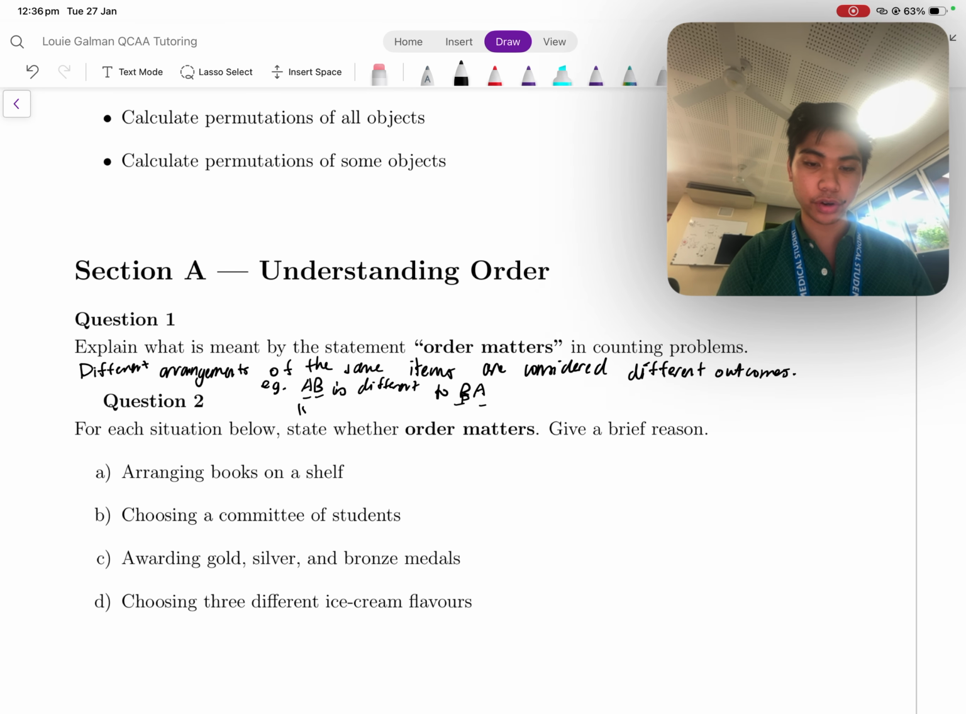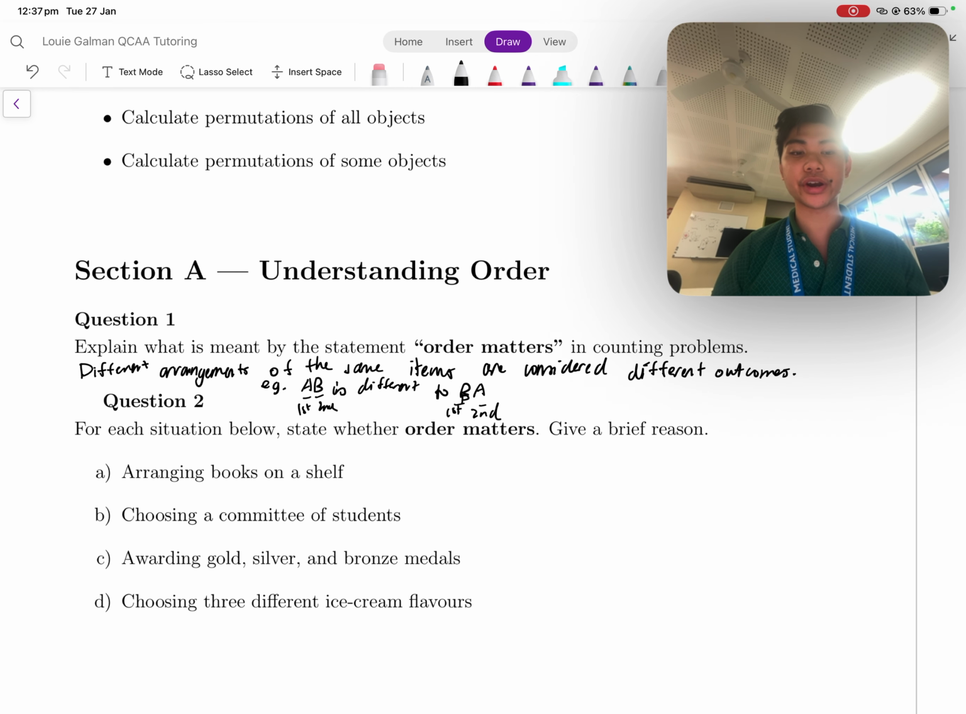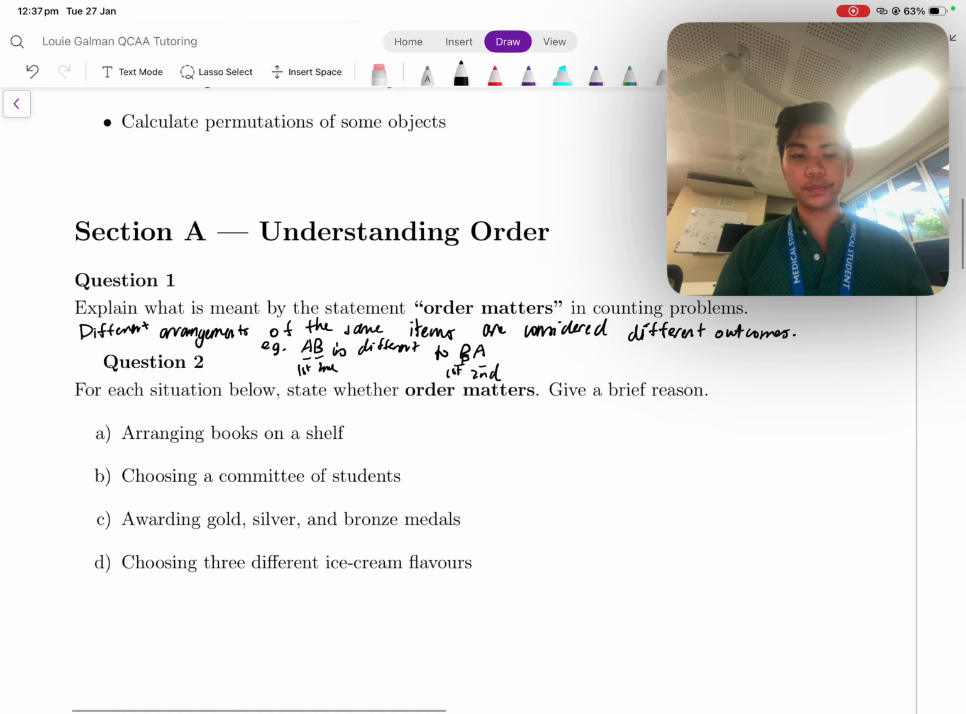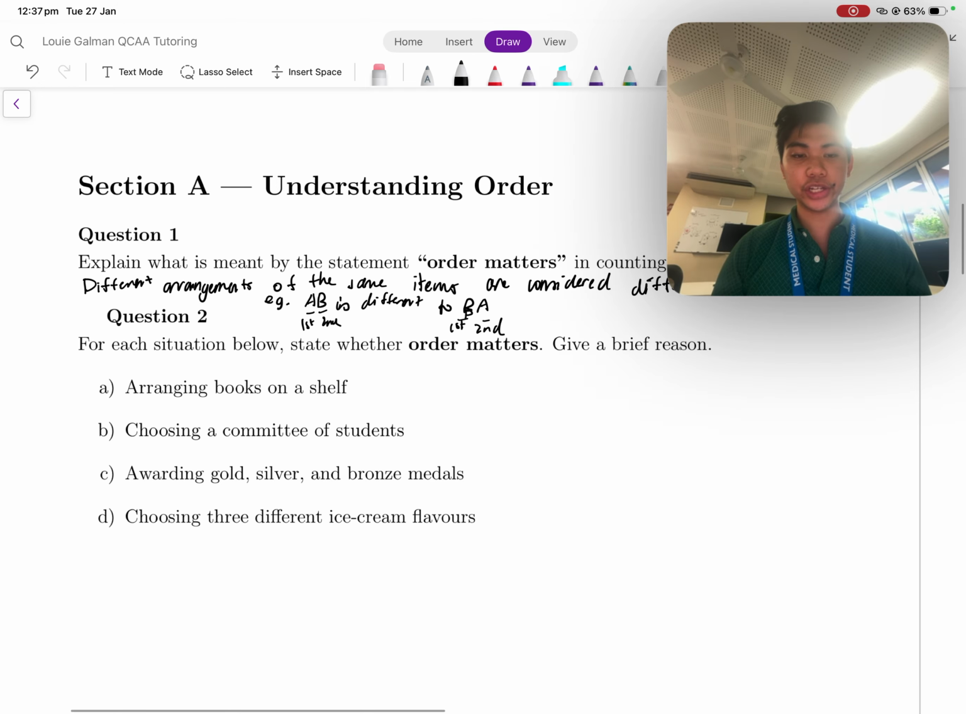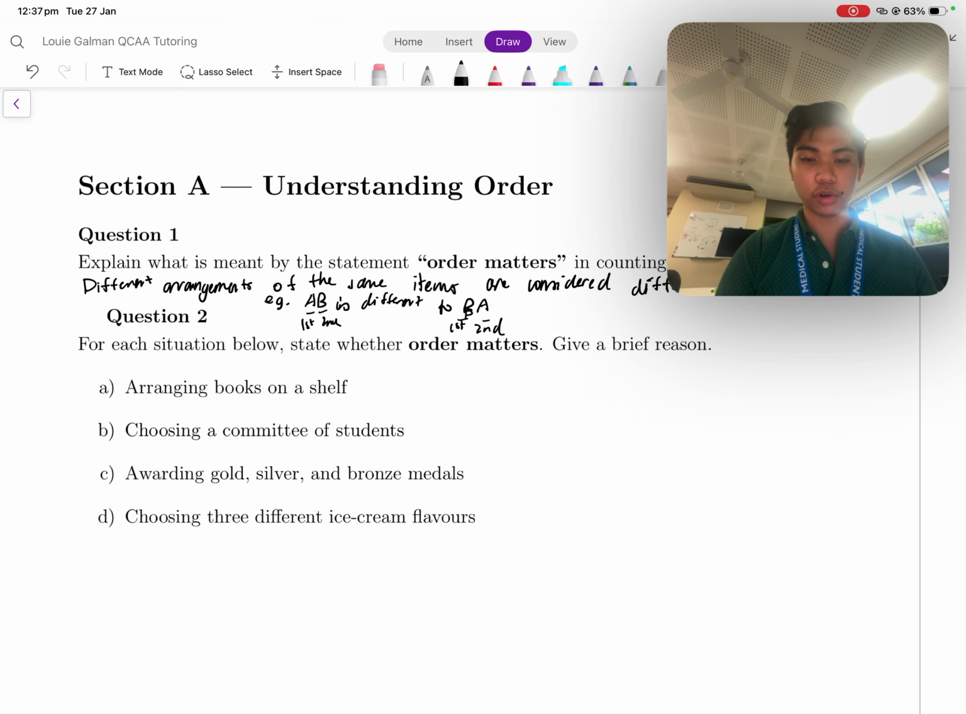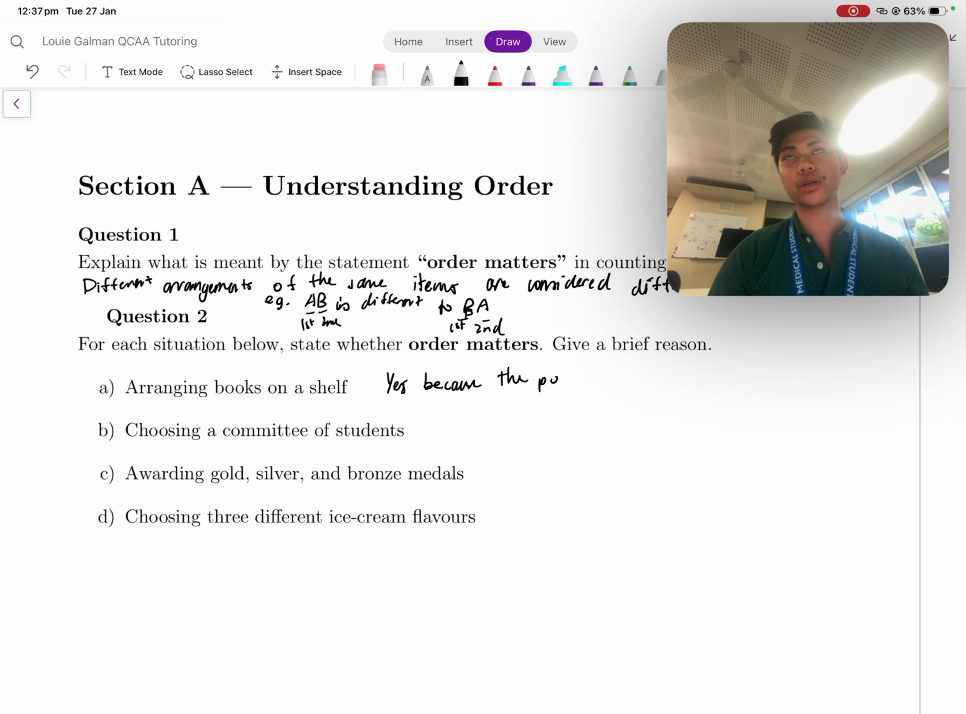All right, so first, second, those places matter. It's not just that we're selecting A and B, but it's actually how we arrange A and B. So question 2, for each situation below, state whether order matters and give a brief reason. So arranging books on a bookshelf, yes, order matters, because the position of each book affects its arrangement.